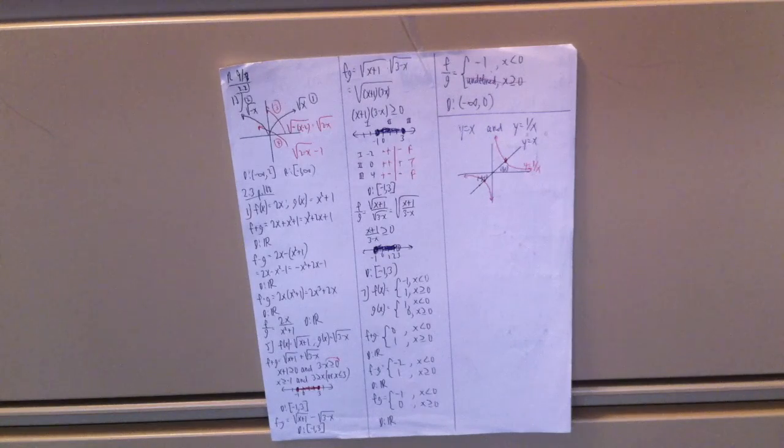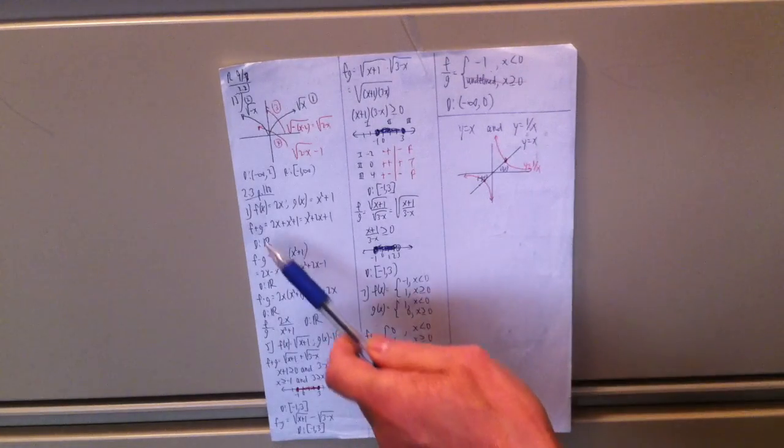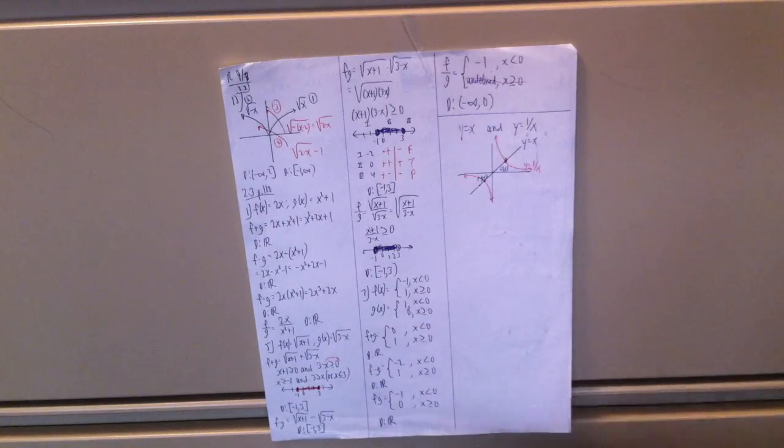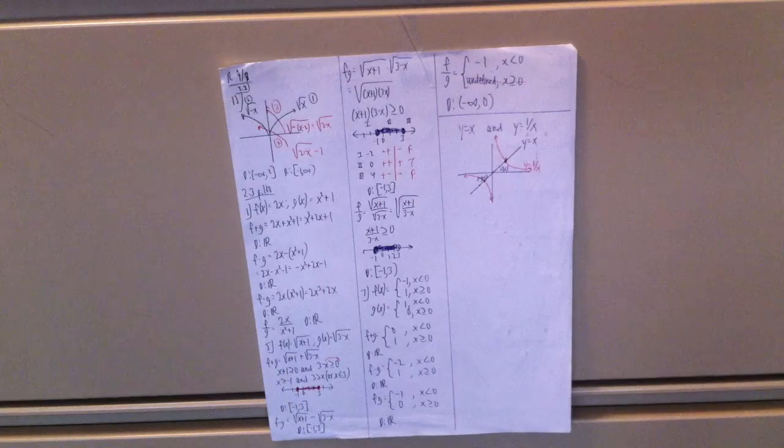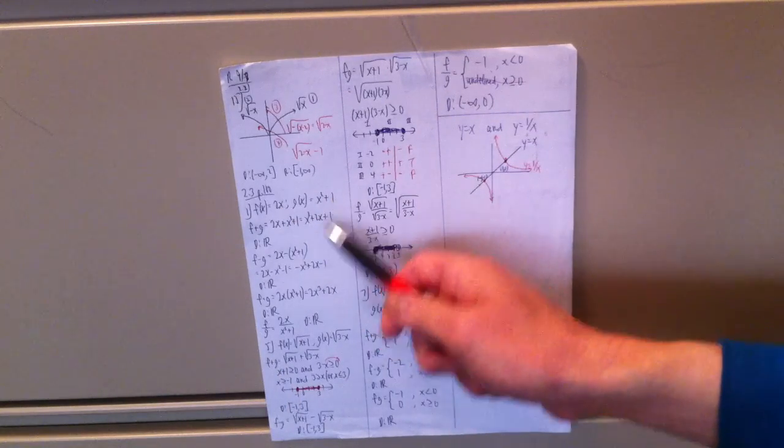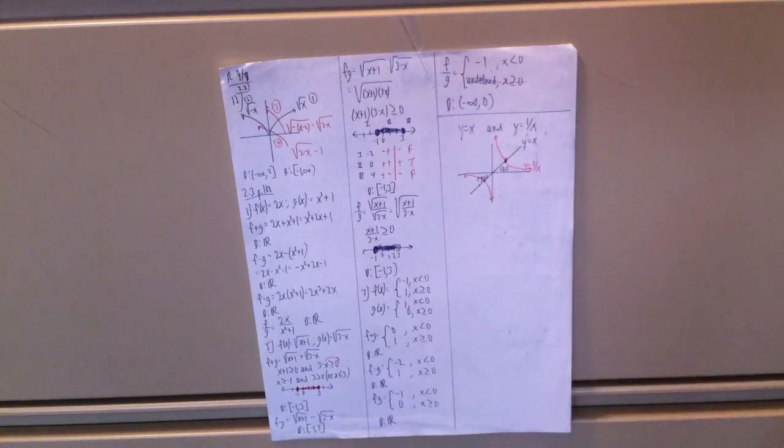Now for 2.3, combining functions. Number 1, I sent you that also by email or Canvas announcements, but I'll emphasize that again. You're given two functions, f and g. You're asked to add them, subtract them, multiply them, and divide them. Okay, so number 1 is fairly straightforward. If you add them up, it's just 2x plus x squared plus 1, or x squared plus 2x plus 1. Domain is all real numbers.